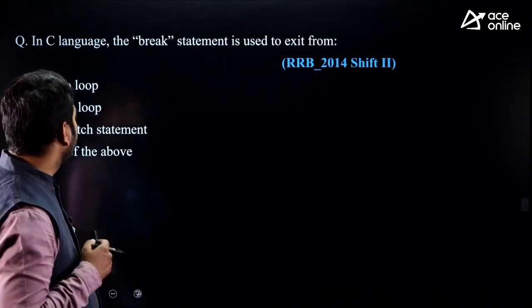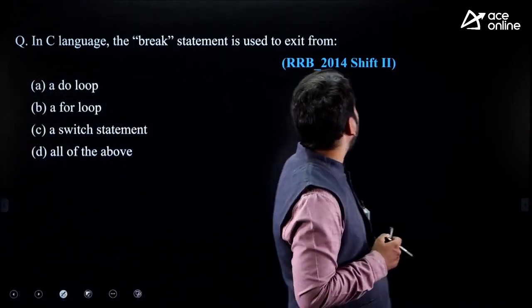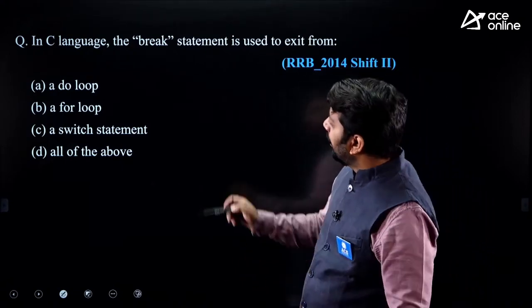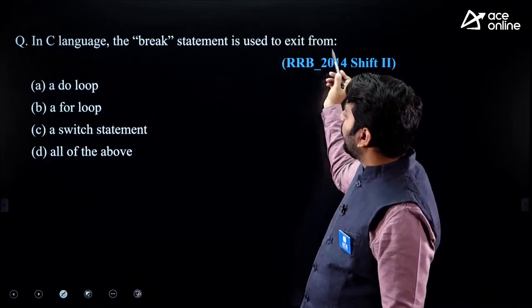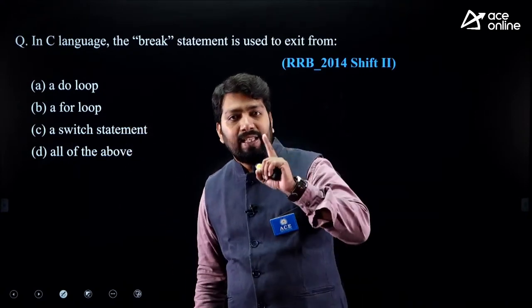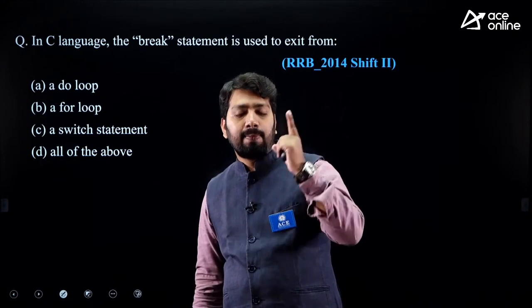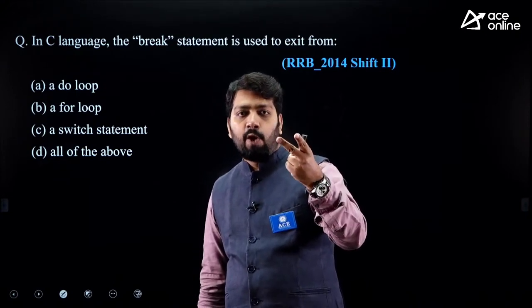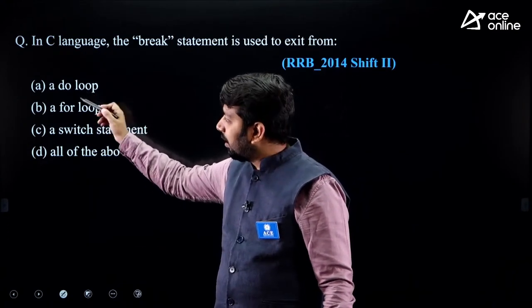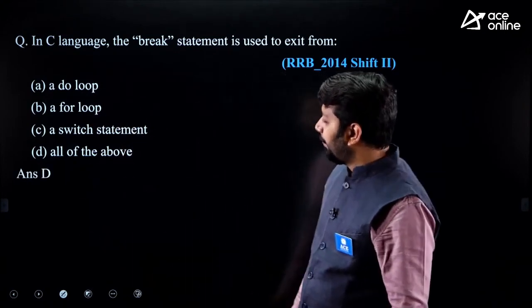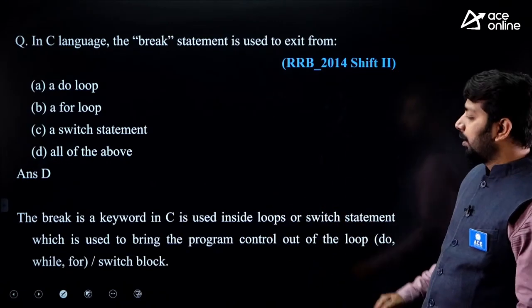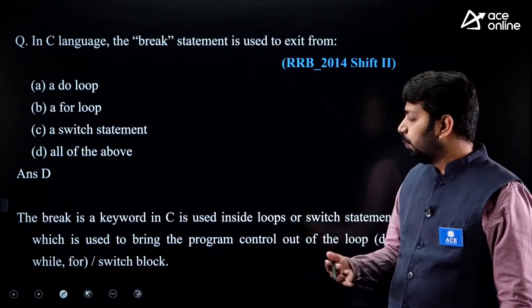Okay. Our next question. In C language, a break statement. Look, I just explained something to you and it comes in the next question. In C language, the break statement is used to exit from a do loop, for loop, a switch statement, all of above. Break statement can be used in any kind of loop. That means do while, for, while loop, or all of above. It might be do while. It might be a typing mistake. So answer is all of above. So break keyword can be used only either in the loop or switch, and it will take you outside the body of loop and switch.